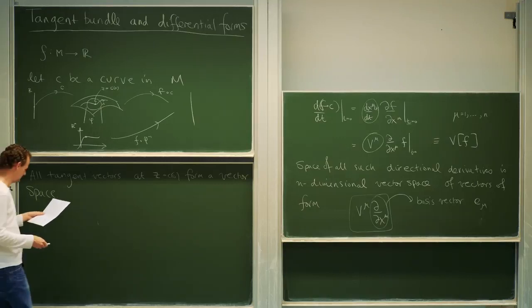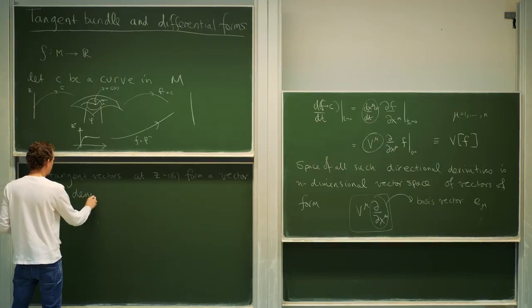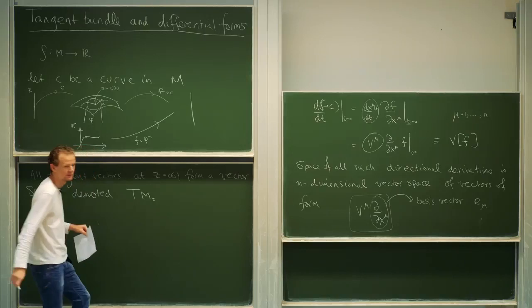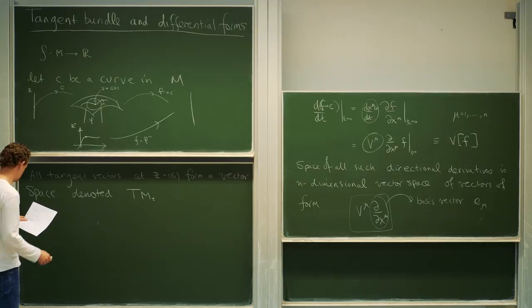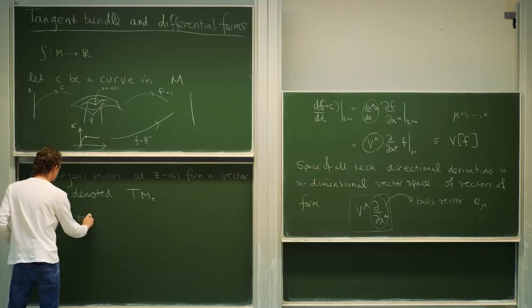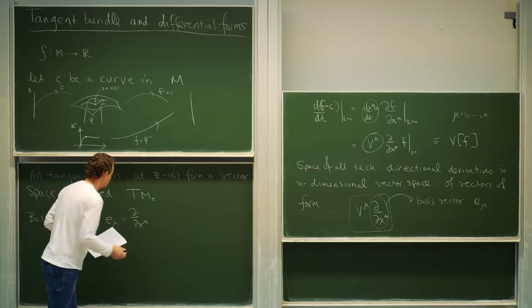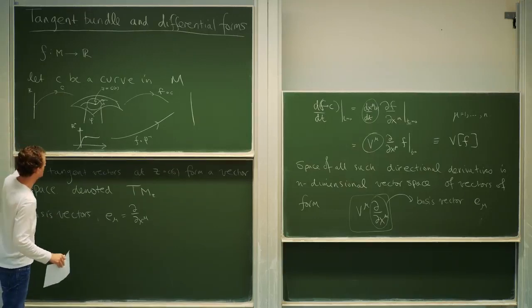So we're going to give that vector space a name. We're going to write it as T, M, Z, tangent to the manifold at Z. And these basis vectors here, they're going to be called the coordinate basis.